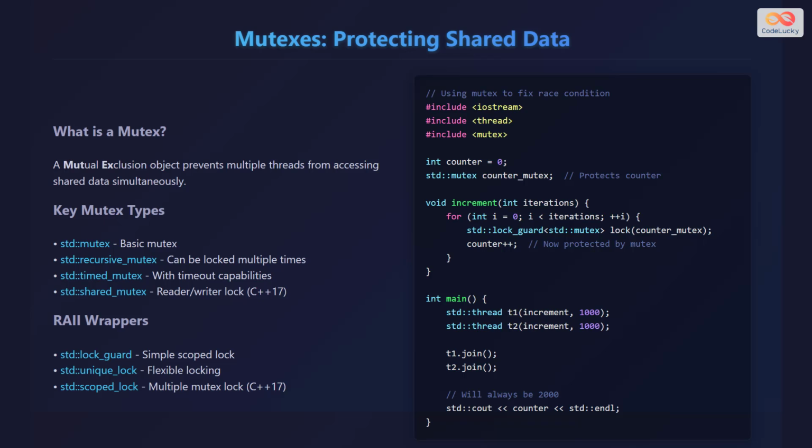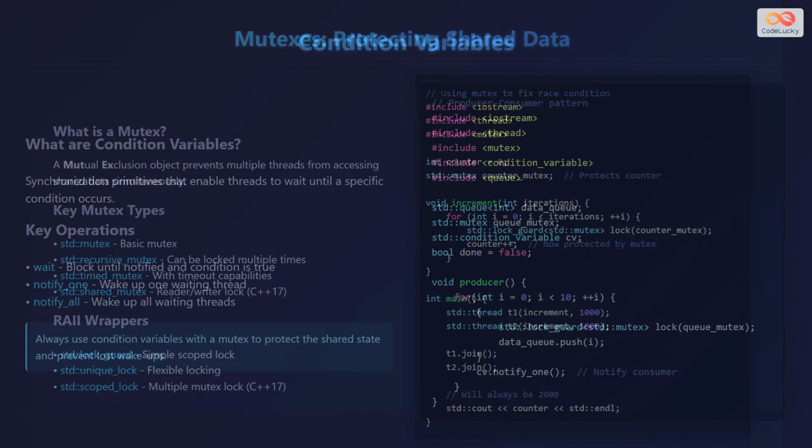Here's an example where we fix the race condition using a mutex. We declare a mutex named counter_mutex to protect the counter variable. Inside the increment function, we create a standard lock guard, which automatically locks the mutex when it's created and releases it when it goes out of scope. This ensures that only one thread can access and modify the counter at a time, preventing the race condition. Now, the final value of counter will always be 2000 as expected.